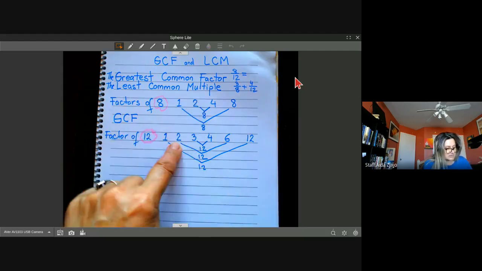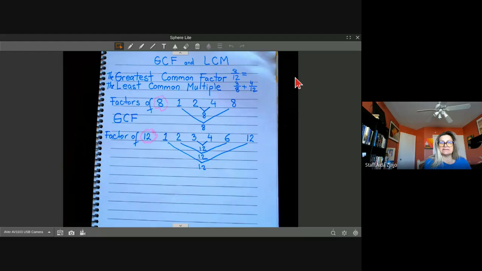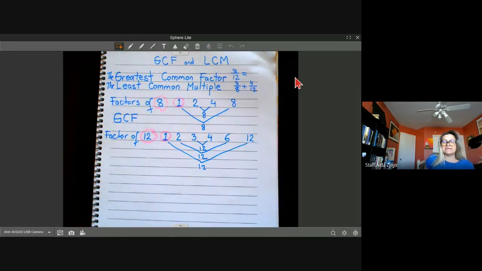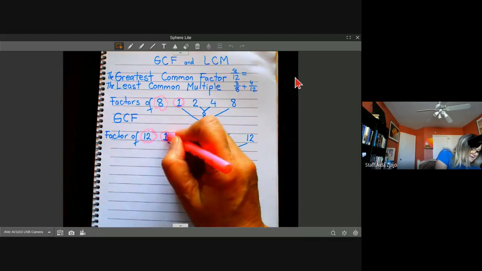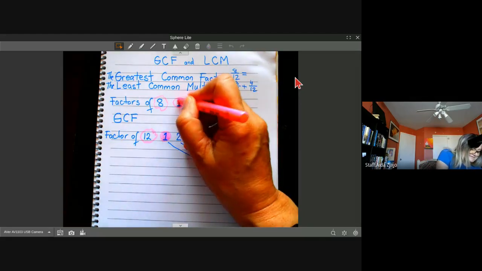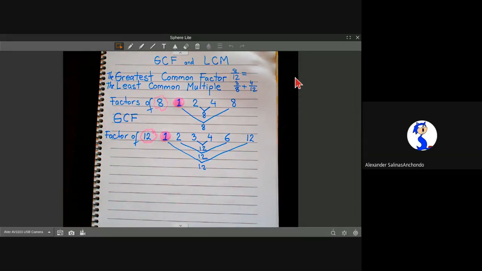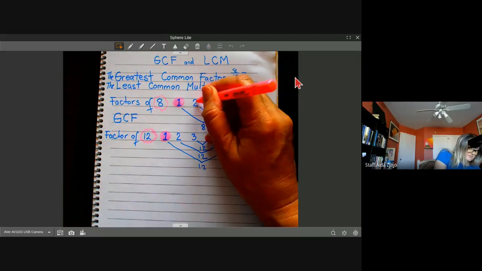Or is it 2? What else do they have in the same? Look, you can see that they have 1 and 1. That's the same factors. What else do they have as the same factors? 2 and 2.